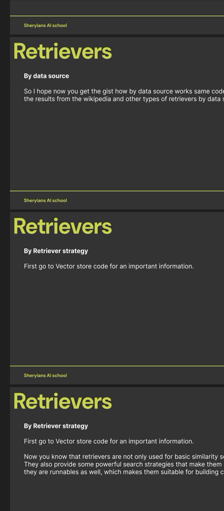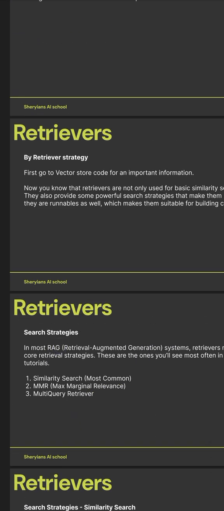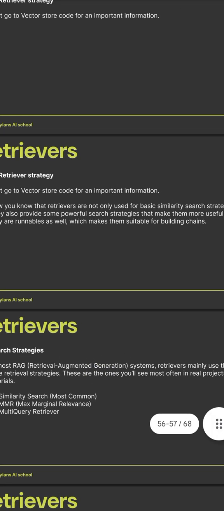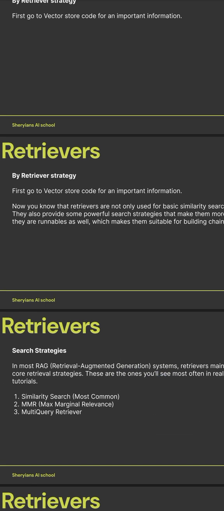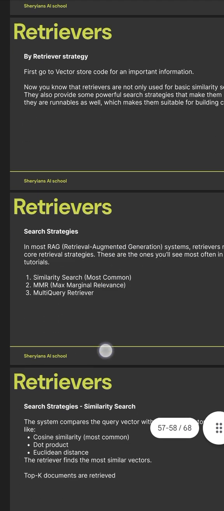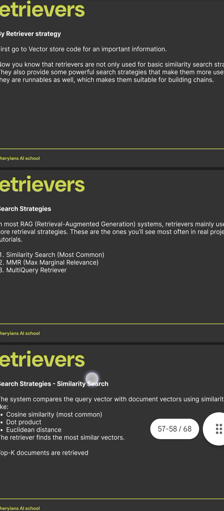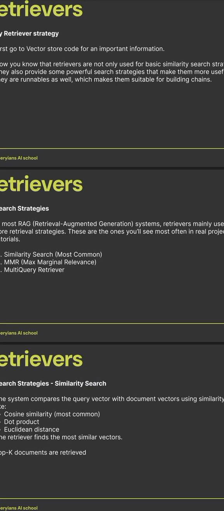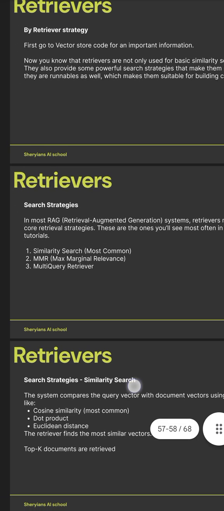Now, by retrieval strategy, first go to the vector store for important information. You know that retrievers are used for the basic similarity search strategy. They also provide some more search strategies that make them more useful, and they are runnable as well, which makes them suitable for building chains. In most RAG systems, retrievers are mainly used for retrieval strategy. These are the ones you will see most often in real projects and tutorials.